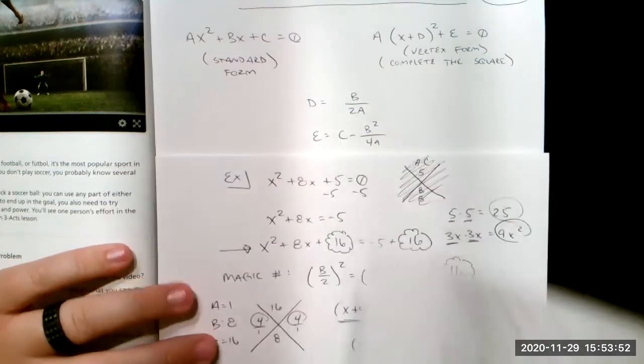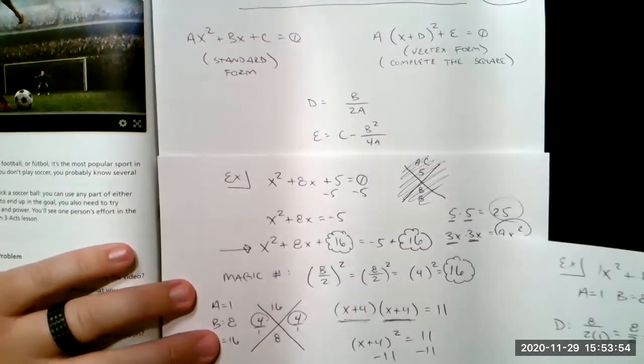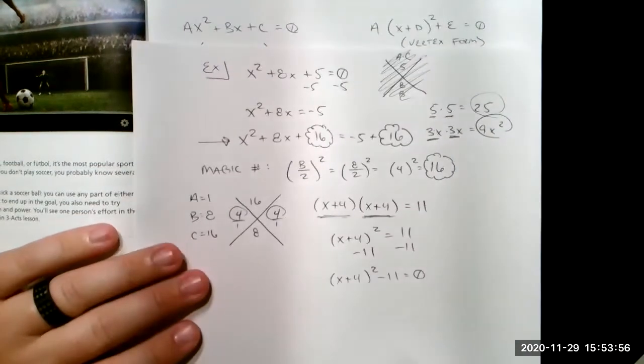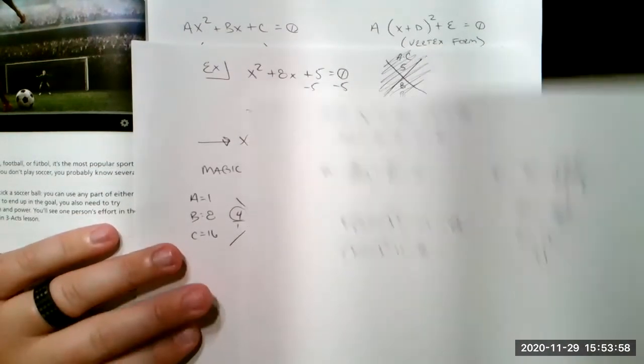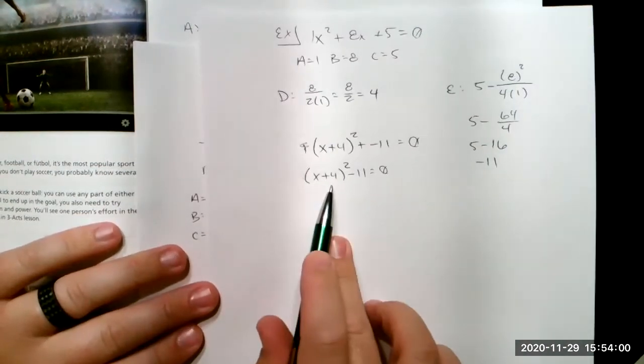So let's check this and see if we got the same answer. I believe we did. Let me scoot this up. X plus 4 squared minus 11. X plus 4 squared minus 11.